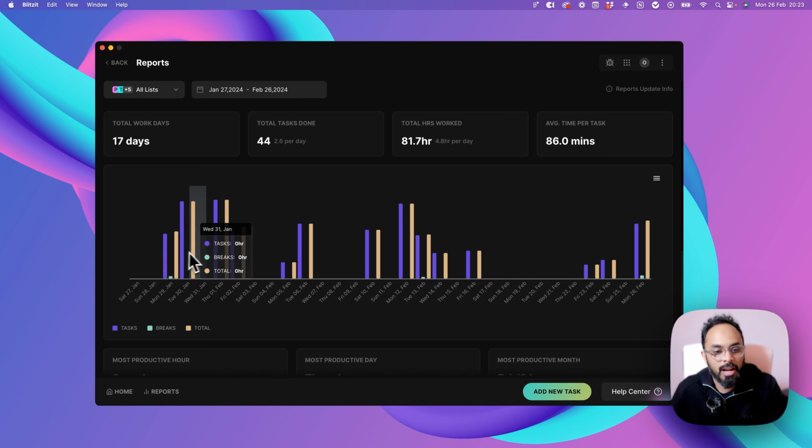Finally, of course, we have the graph sessions, and the graph sessions has a new update, making it easier and more user-friendly. We've converted the metrics to tasks, breaks, and total out of all of them.